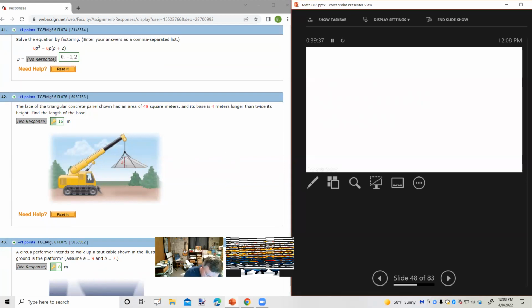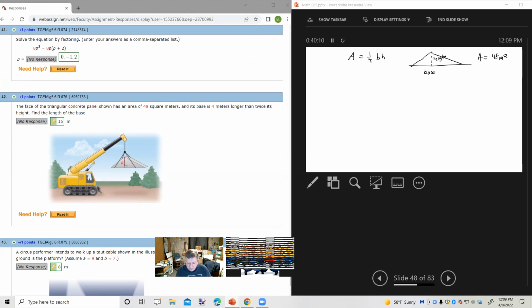So in this case, area equals 1/2 the base times the height. And we've got this triangular concrete panel, and it says the area. So area is 48 square meters. Its base is 4 meters longer than twice its height.